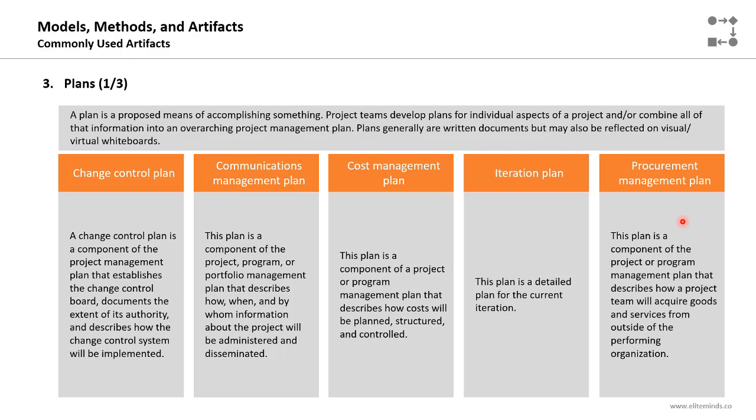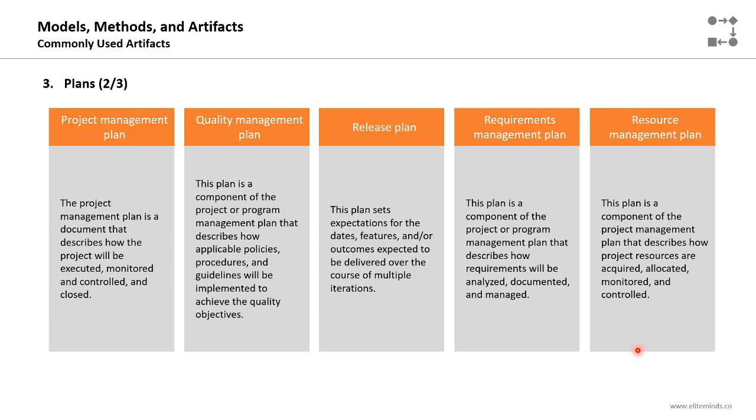Procurement management plan. This plan is a component of the project or program management plan that describes how a project team will acquire goods and services from outside the performing organization, how the procurement will be managed in the project, what services or products will be procured from outside the project or the organization. This will be documented in the procurement management plan.